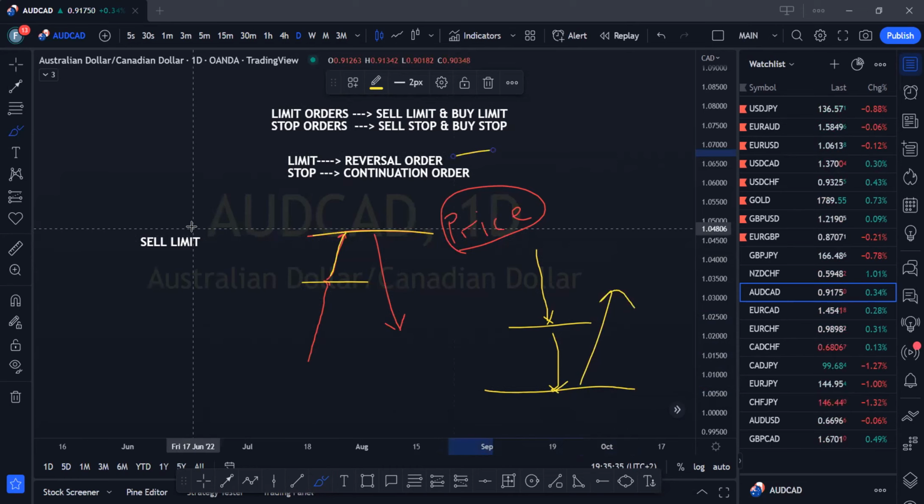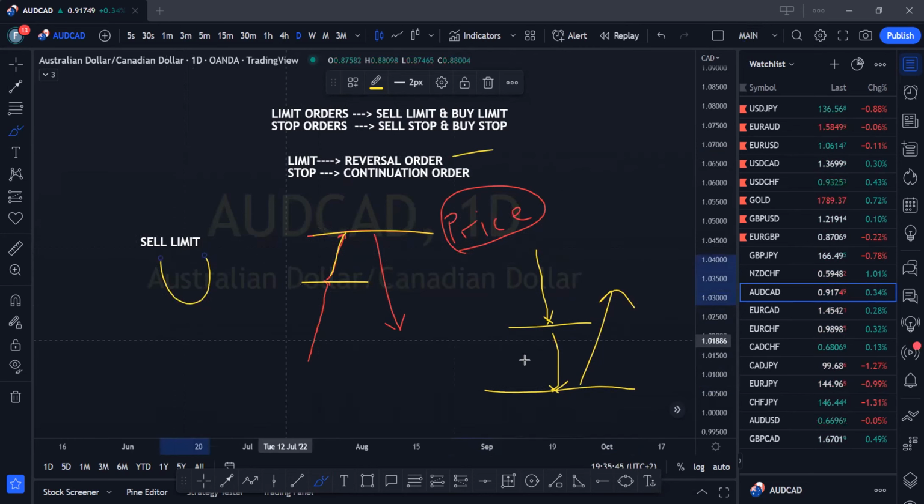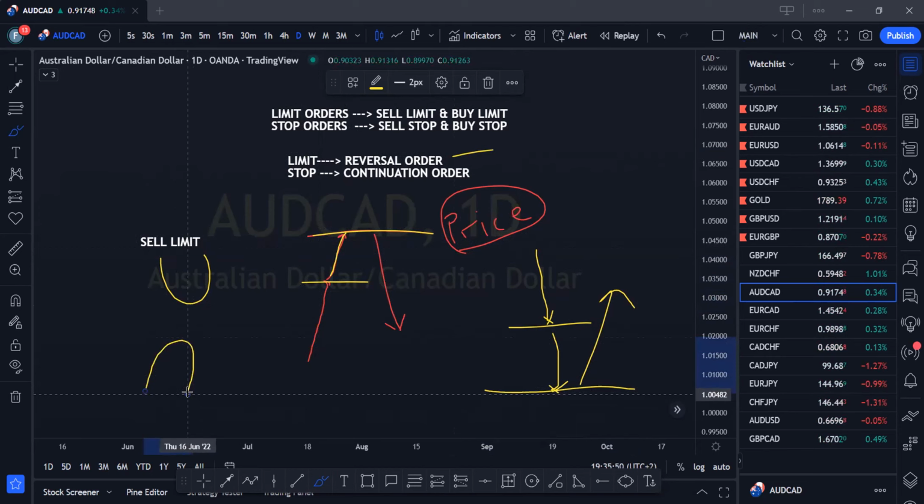Another way that you can master it visually is to look at a sell limit order as a U, and then think of a buy limit order as an N. These are just cues that I put in my head that let me know the limit order to use at a particular time. So you don't really have to cram it. You just need to understand this particular concept. Limit orders are reversal orders. Stop orders are continuation orders.